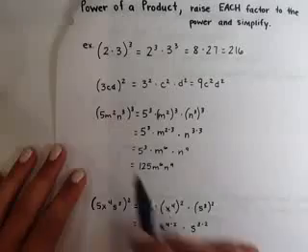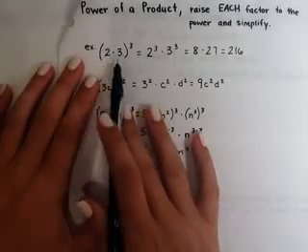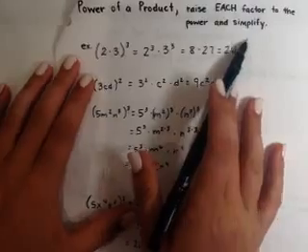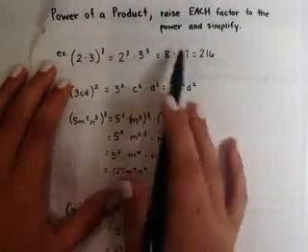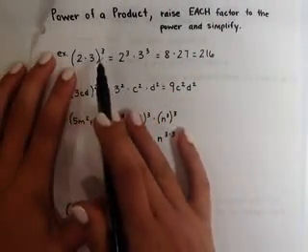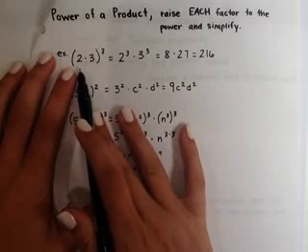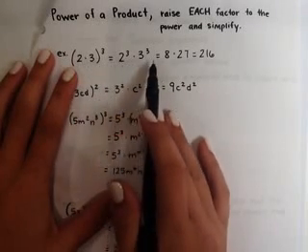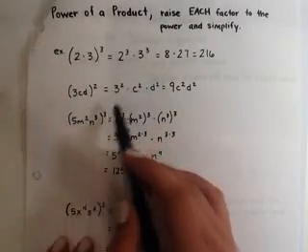Power of a product: whenever you have a product, that's a multiplication, and it's being raised to a power, raise each factor inside of here to that power. So here we have a product. You're going to raise the 2. It's just like distributing. 2 will be raised to the third and 3 will be raised to the third. And then you just simplify.